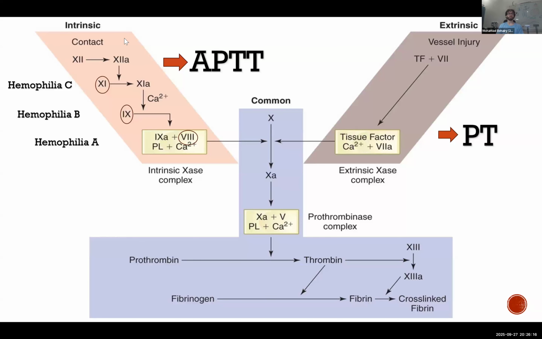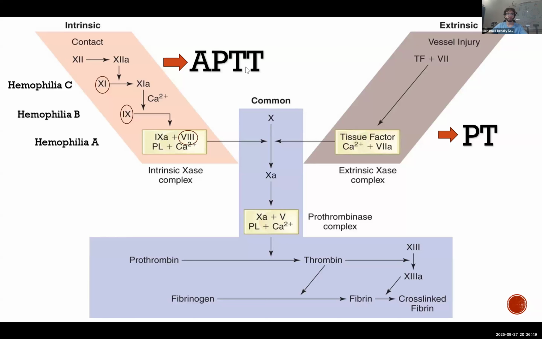So if you ever get confused, APTT, play table tennis, you play table tennis inside, and that's the intrinsic pathway. PT, play tennis, you play tennis outside, and that's the extrinsic pathway. That's how you memorize which one is for which. I'm trying to make everything as simple as possible for you, because I will admit this lecture is kind of heavy, but inshallah with this past session, it will be the easiest lecture for your final.